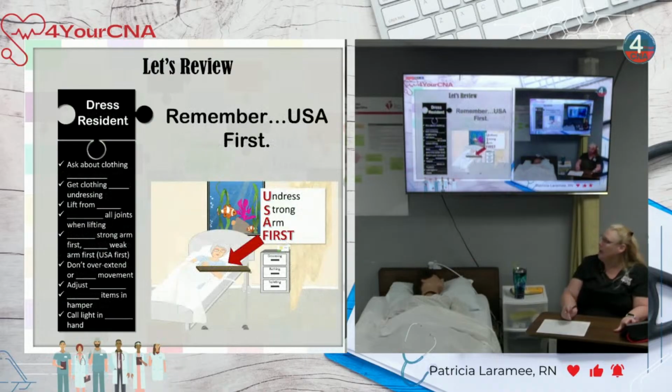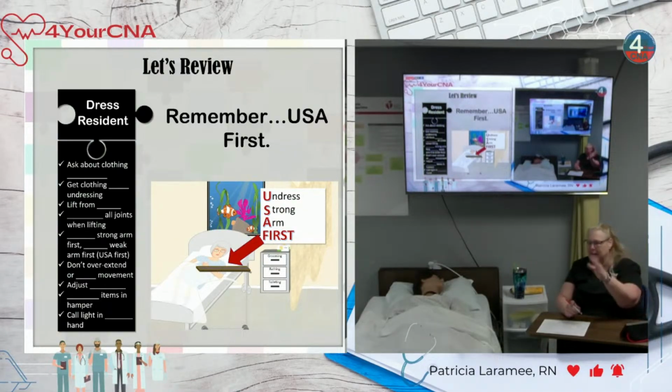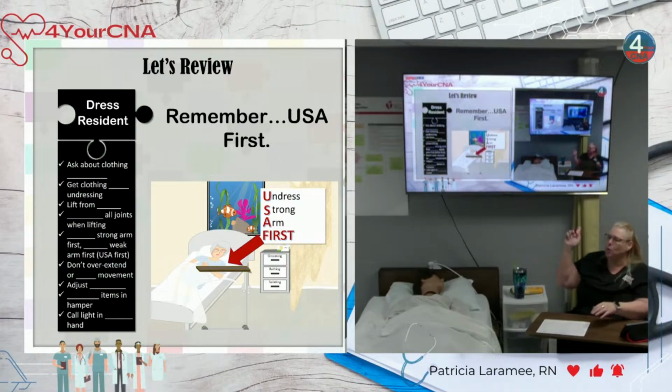We also learn how to dress a resident. We're going to remember USA first for this one. Undress strong arm first. They don't care what order you dress them in. If you want to put the shirt on first, that's fine. If you want to put the pants on first, that's fine. If you want to put the socks on first, that's fine. Nobody cares. But when it comes to the shirt, the order does matter. We're going to undress that strong arm first, make it do all the work. And then we're going to dress that weak arm first to make the strong arm do all the work after the weak side is dressed.